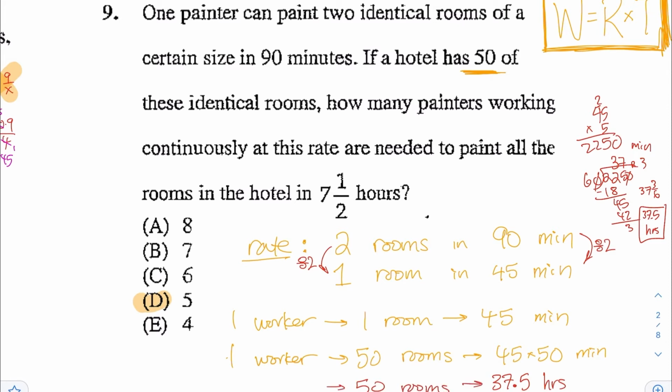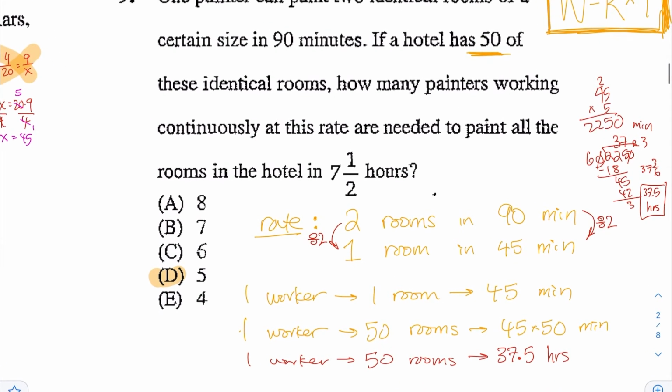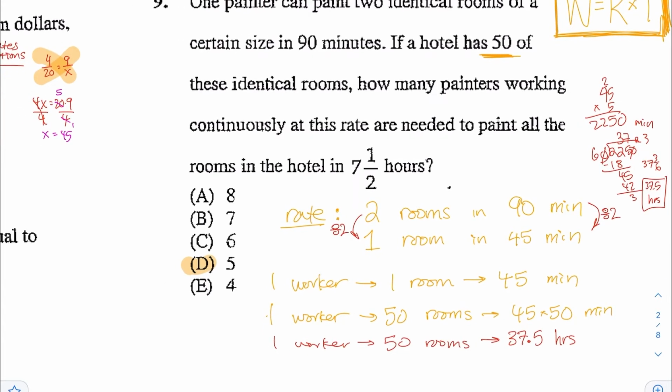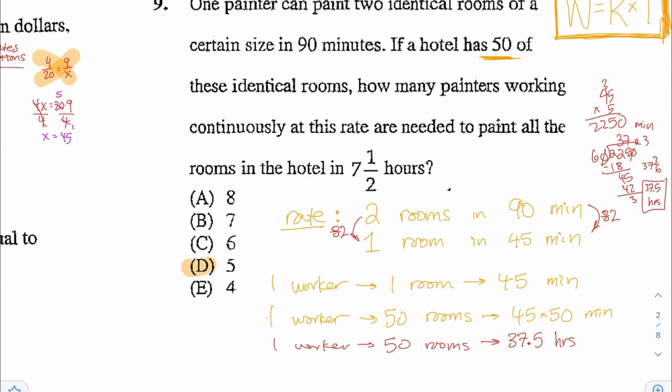So of course that 1 worker will take forever to paint all the rooms by himself. But fortunately, you can have multiple workers here. And you want to decrease this rate to 7.5 hours specifically. So from here, if you take 37.5 and let's say you double it, if you double 37.5 times 2, you'll have 75 hours.